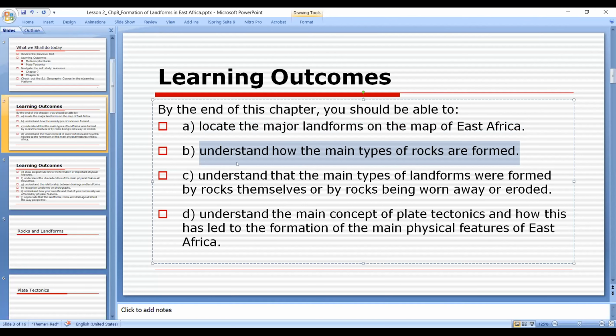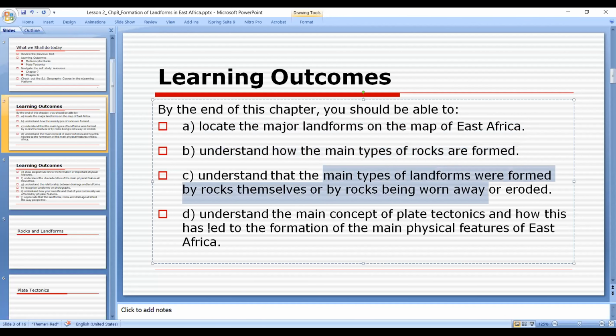formed. Thirdly, we understand that the main types of landforms were formed by rocks themselves or by rocks being worn away. Now, so far, we are looking at the rocks, but soon we shall talk about the landforms from rocks, and we shall talk about what happens when the landforms are changed. Then, to understand the main concept of plate tectonics and how this has led to the formation of the main physical features in East Africa.